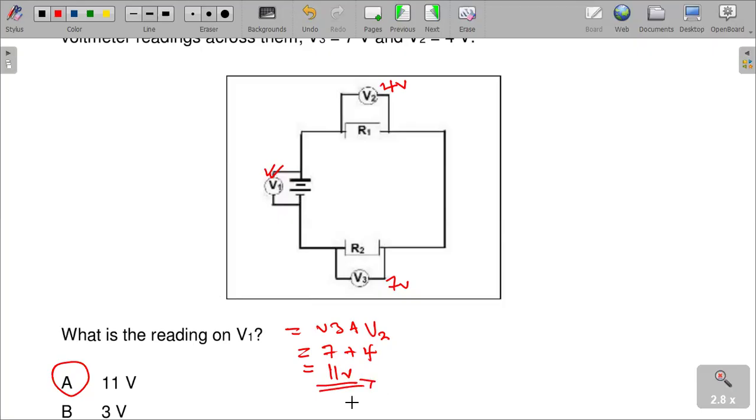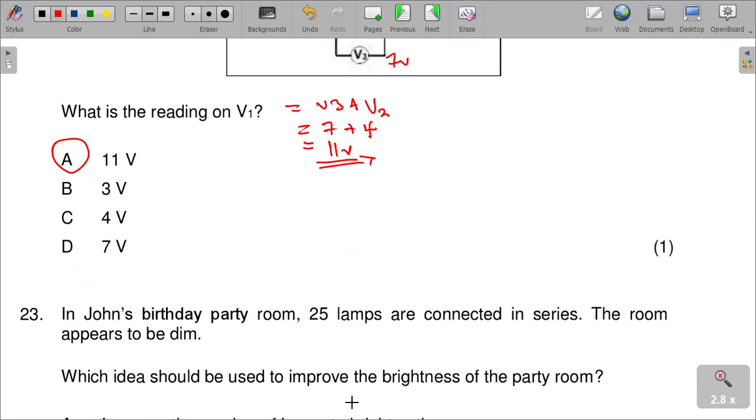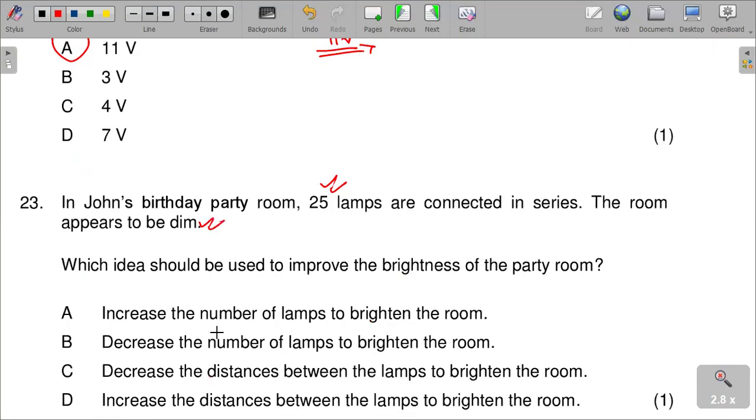In John's birthday party room, 25 lamps are connected in series. The room appears to be dim. Which idea should be used to improve the brightness of the party room?